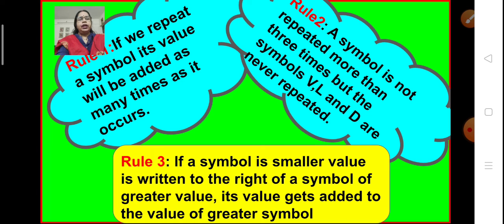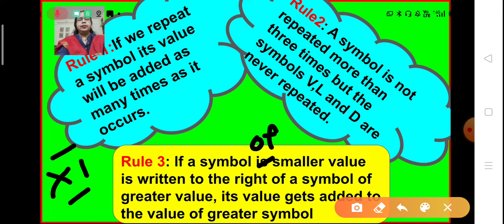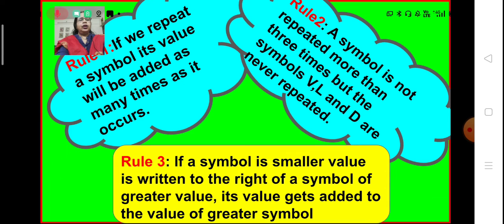And rule 3 is, if a symbol of smaller value is written to the right of the symbol of a greater value, its value gets added to the value of the greater symbol, isn't it? Suppose we have 10 and we have 1. If we write 1 to the right side of 10, then it becomes 11. Its value gets added, isn't it? Now let's see what is the next rule.